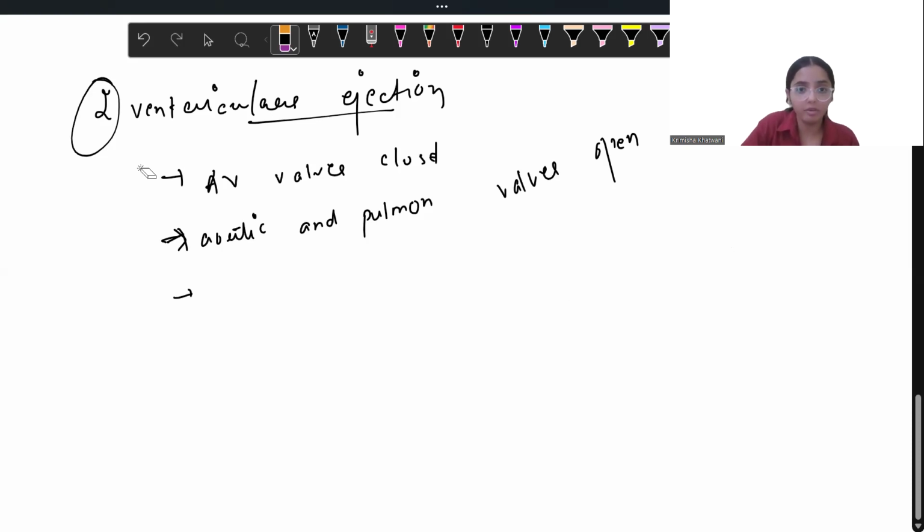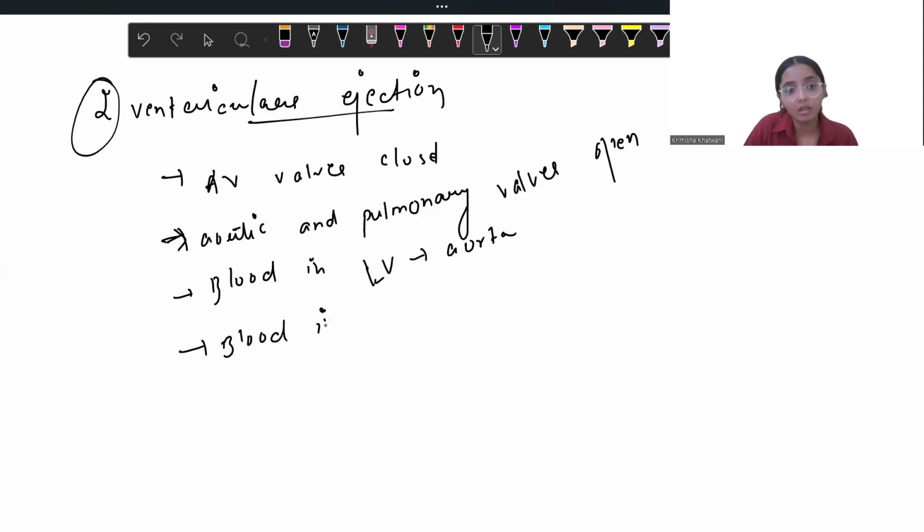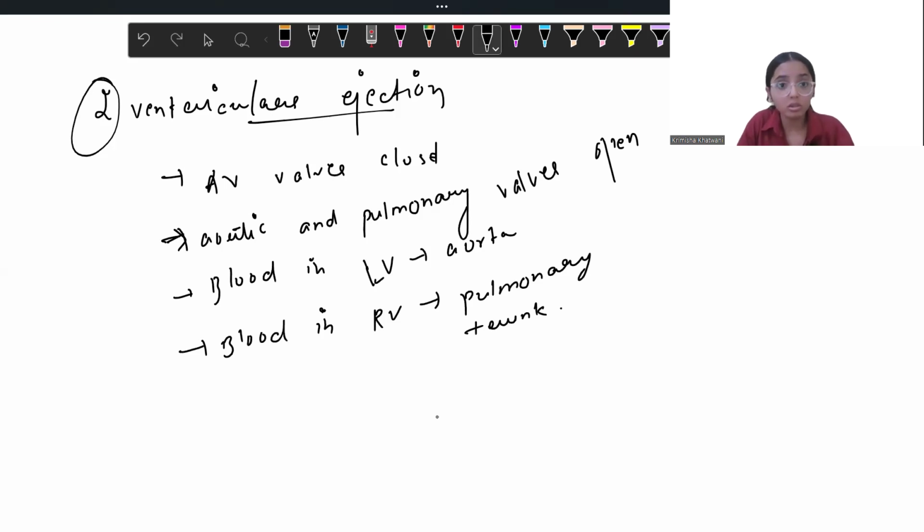Let me simplify it for you. Okay, so see, blood in left ventricle enters aorta. Blood in right ventricle enters pulmonary artery or pulmonary trunk. Okay, understood. So this is what happens during ventricular ejection phase of ventricular systole.